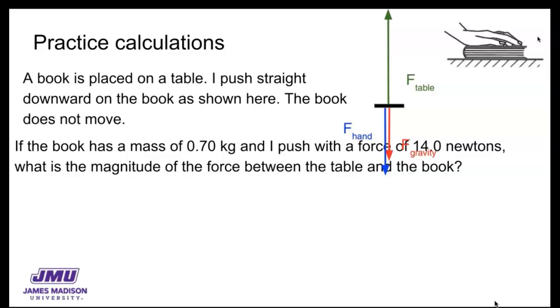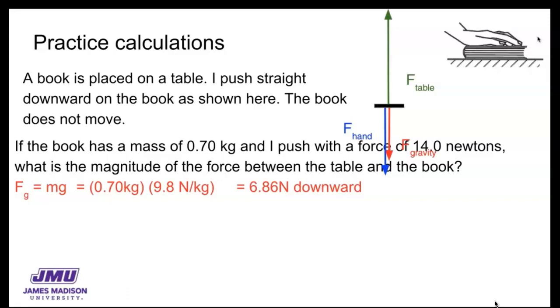I'm going to start the same way as I did last time. I have these 3 forces drawn on this free body diagram. I'm given that the downward force is 14 newtons. That's the hand pushing down. I'm not given either of the other 2, but I'm given enough to find the force of gravity, mass times g. The mass is 0.7 kilograms. g is 9.8 newtons per kilogram. That's 6.86 newtons downward.